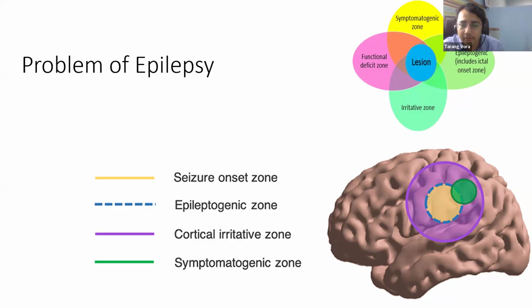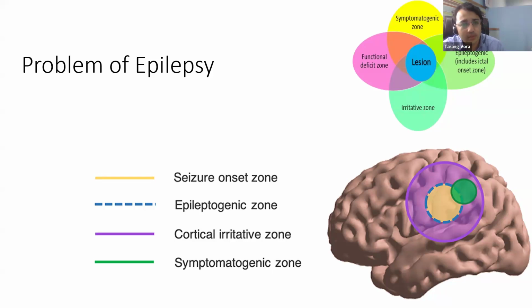Symptomatic zone means when the electrical activity spreads to a certain part of the brain, which is responsible for a certain activity, like the part of the brain which is responsible for the tongue, or the part which is responsible for the hand. When the seizure activity spreads there, we call it the symptomatic zone, and that is what the patient experiences, as in the jerking of the hand or the leg, depending on where the electrical impulse is spreading during the seizure.